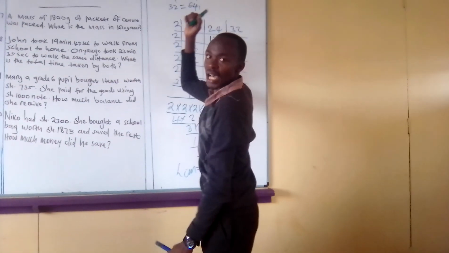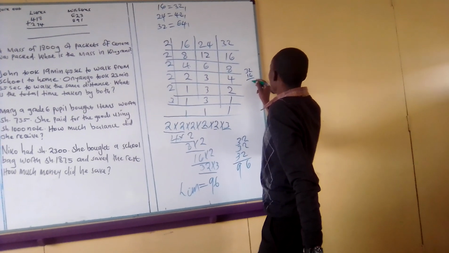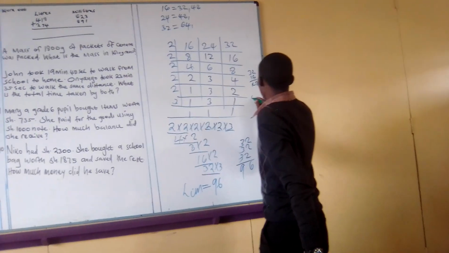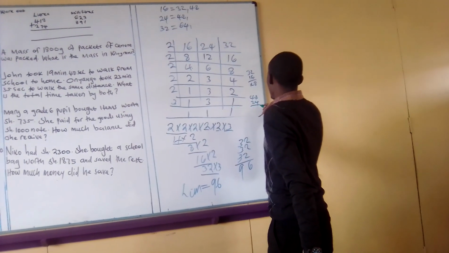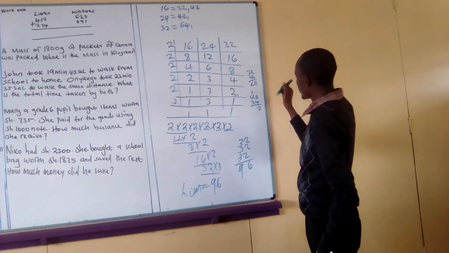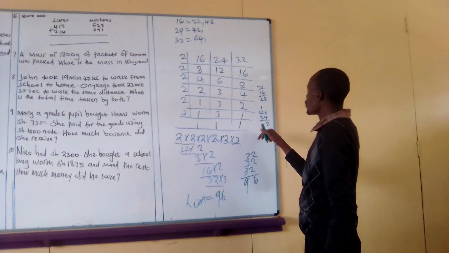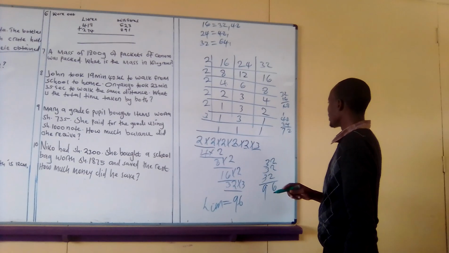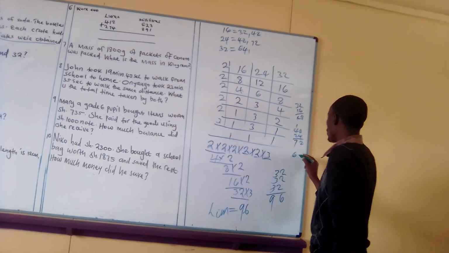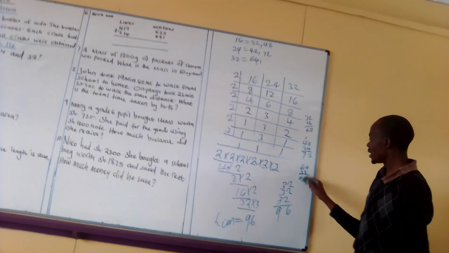After we get that, now we also take 32 plus 16. We will get 48. 48 plus 24. We will get 72. So it is 72. And then 64 plus 32. The answer will be 96.